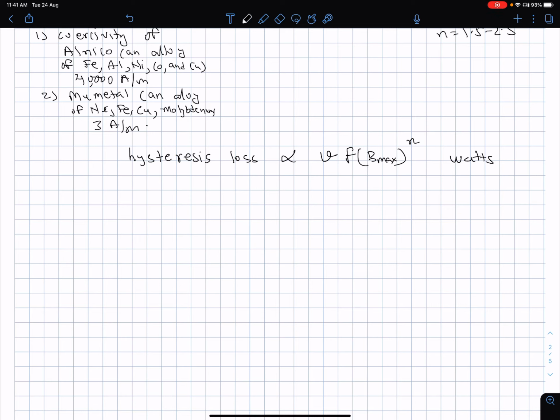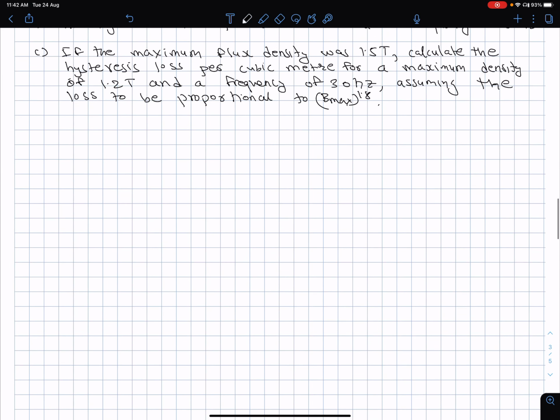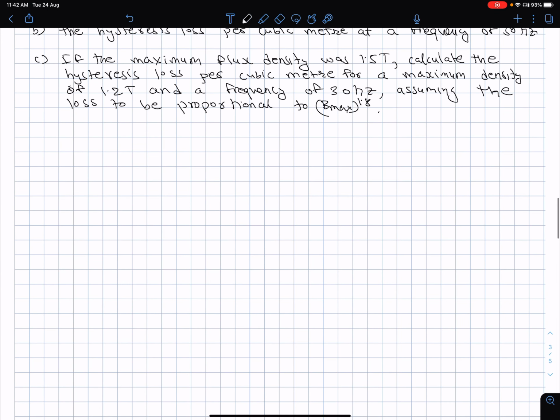So this hysteresis loss can be written as k times V f Bmax to the power of n, where k is the constant of proportionality. Suppose in case you don't know anything about that n, then you can just approximate it by 2, because when you don't know anything, you may have to do some approximations. But otherwise, they will give you a value for that particular material. Okay, so let's come to this particular question in hand now. It's a simple enough question.